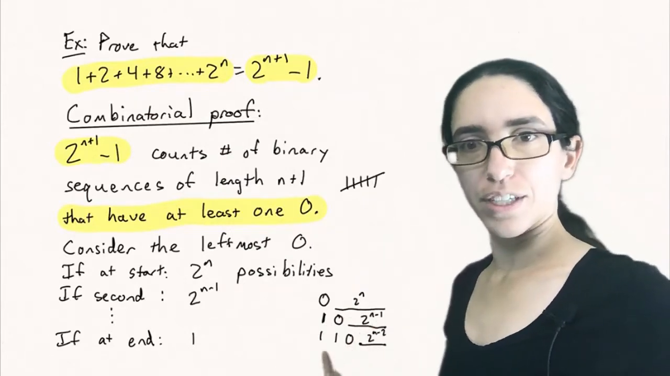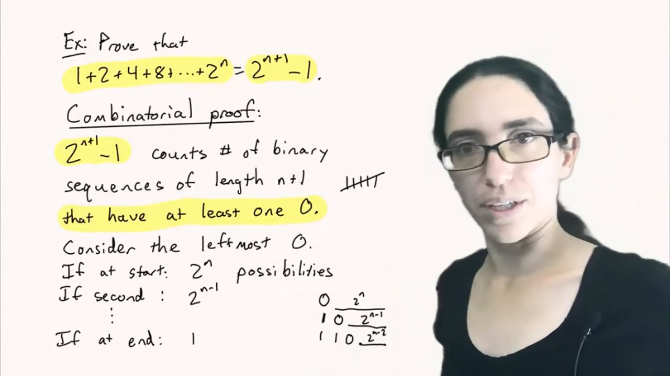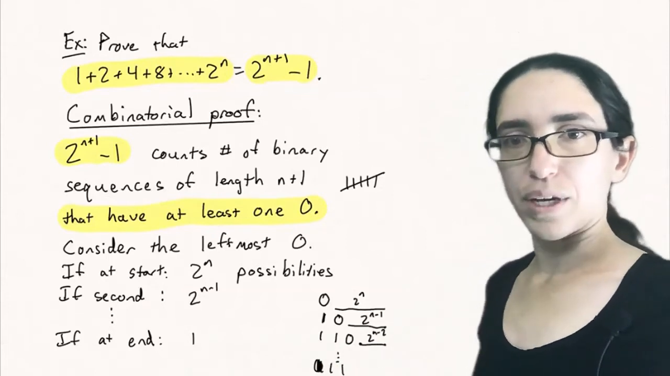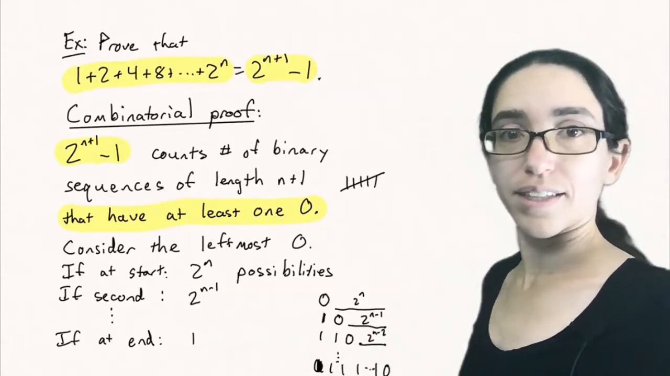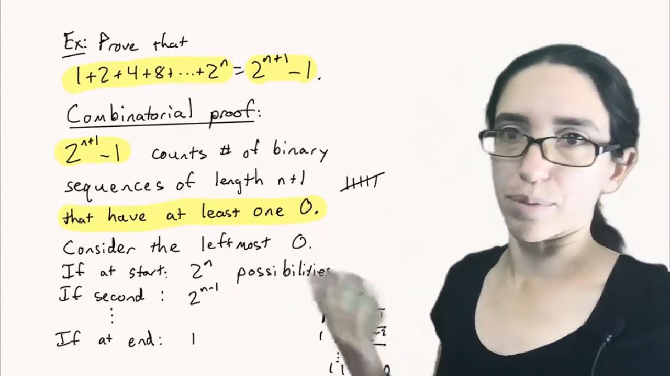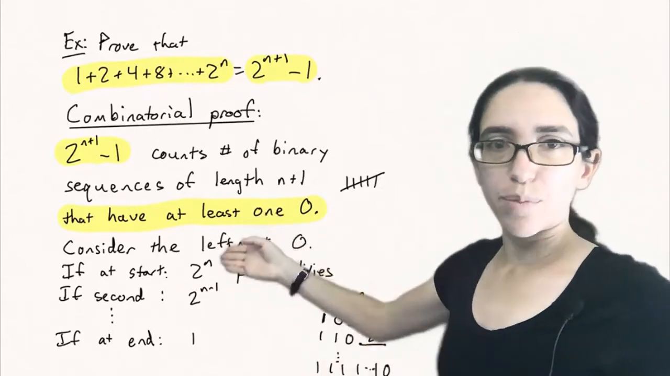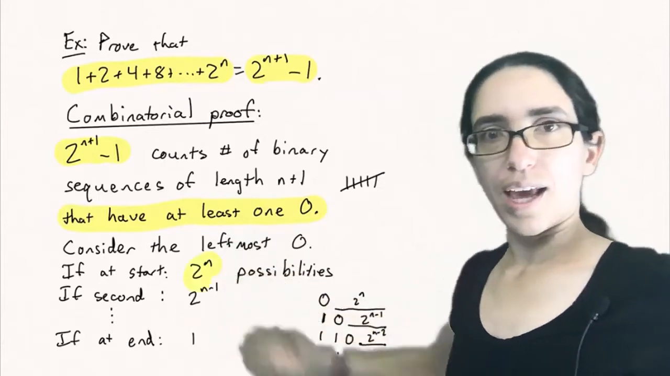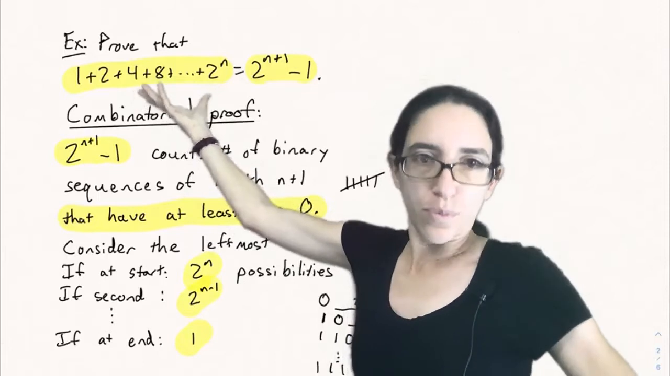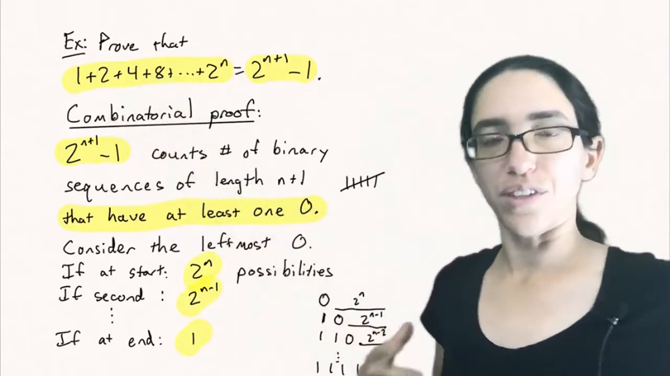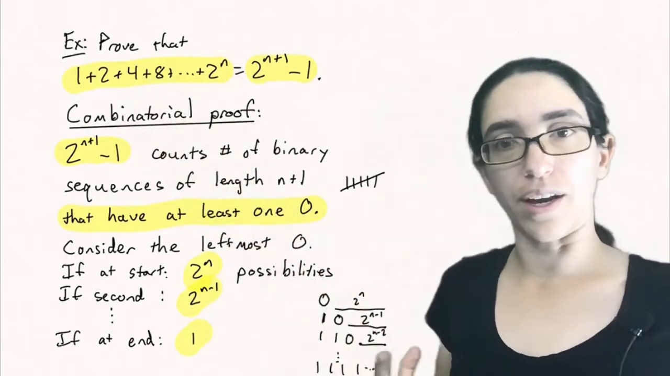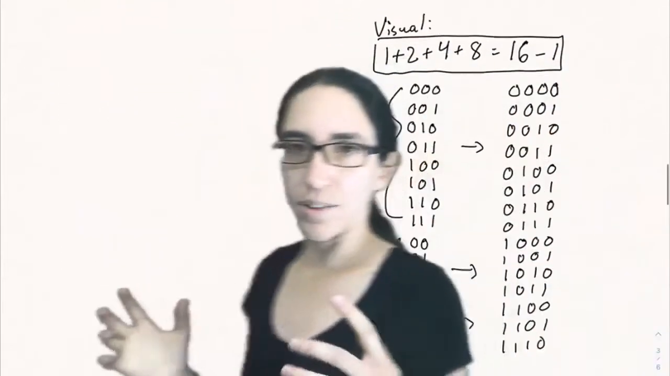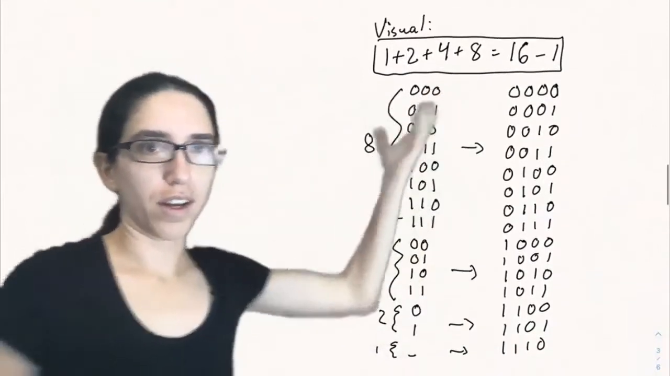If it's in the third position, there's 2 to the n minus 2 possibilities, and so on. If the zero is all the way at the end, then actually we have to have all ones before that, since that's the leftmost zero, and so there's only one possibility in that case. And so we add up all these possibilities, 2 to the n plus 2 to the n minus 1 down to 1, and that's that left-hand side. We know that that left-hand side also counts the binary sequences of length n plus 1 that have at least one zero.